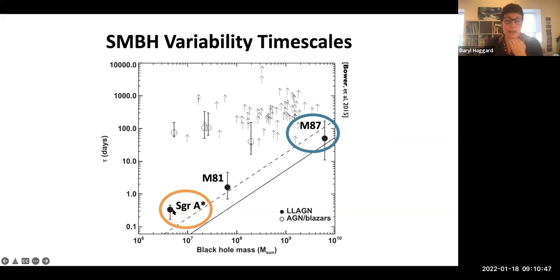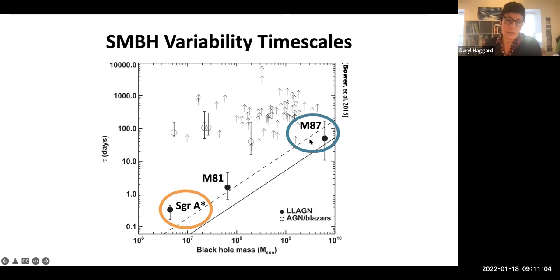And you'll notice that that black hole mass correlates very strongly with the timescales of variability. So Sag A star varies on timescales less than 1 day, while M87 varies on timescales closer to weeks or months.